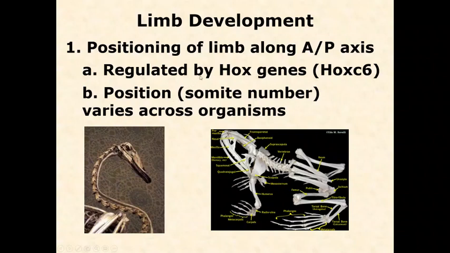Now, this is regulated by one of the Hox genes. I don't care that you memorize exactly which Hox gene it is. Just know that it's one of the Hox genes. Where Hox C6 is expressed, that defines where we are going to have the pectoral girdle, or in other words, the forelimbs growing. And that varies quite dramatically. The position varies distinctly across organisms.